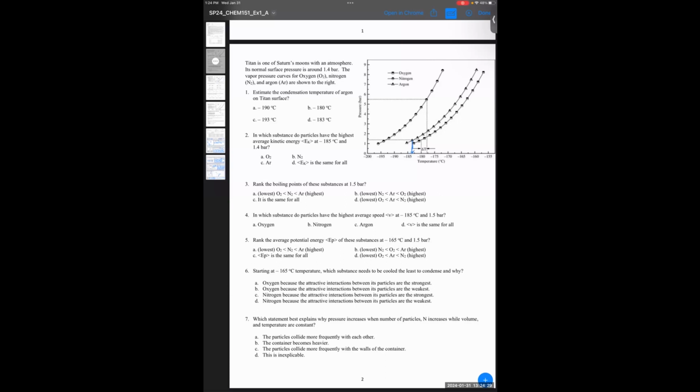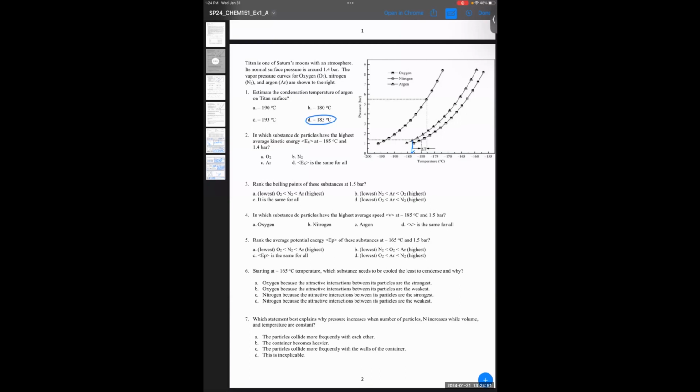vapor pressure close to, let's say, 182.5, 183, 184. So the closest one is 183. I'm going to go with that. That's the answer. All right, now question 2.